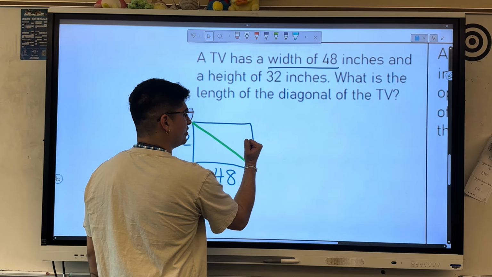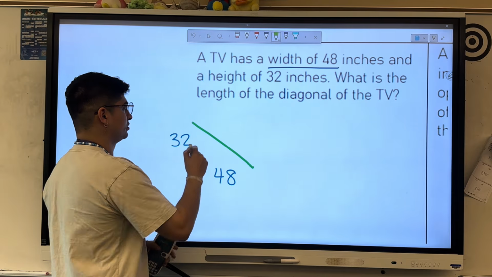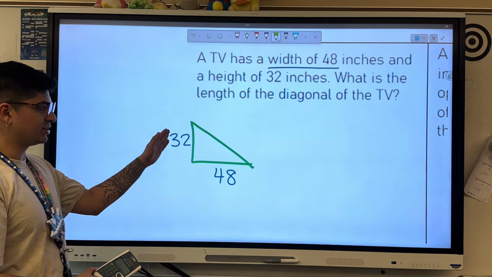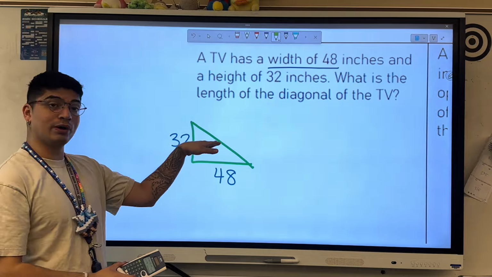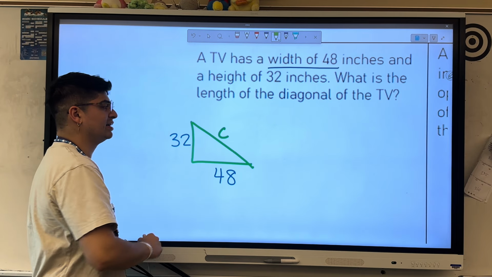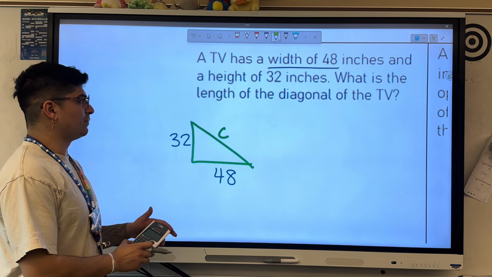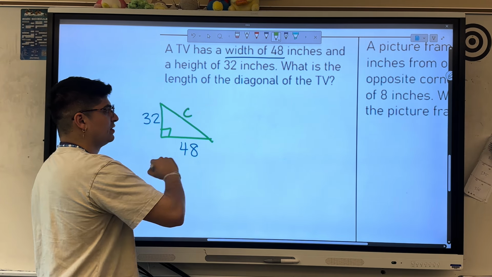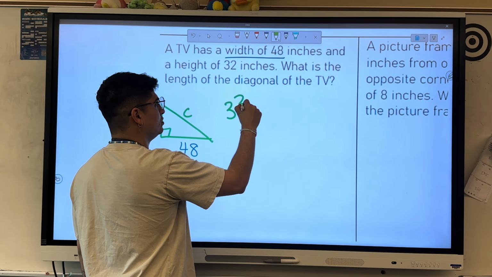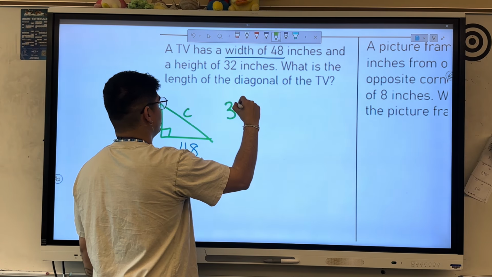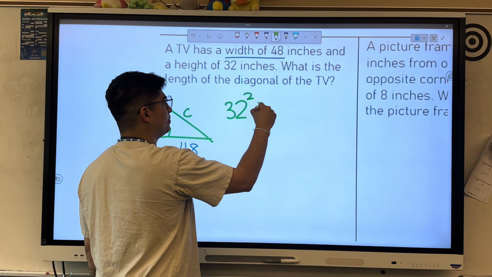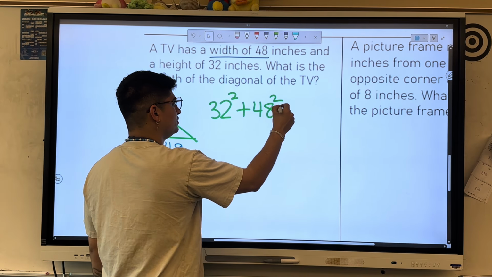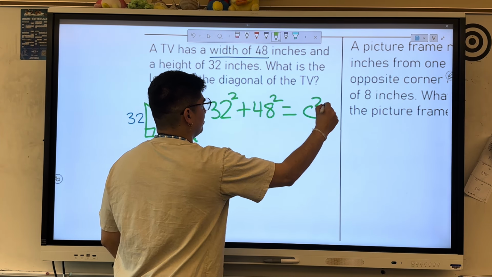If you get rid of all the information that you don't need, you have a triangle, right? This was the height of the TV, this was the width of the TV, and this is what I want to know. I don't know what the C is. So if I'm using my formula now, this is a 90-degree angle, this is my C. I have 32 squared plus 48 squared is going to equal my missing number.